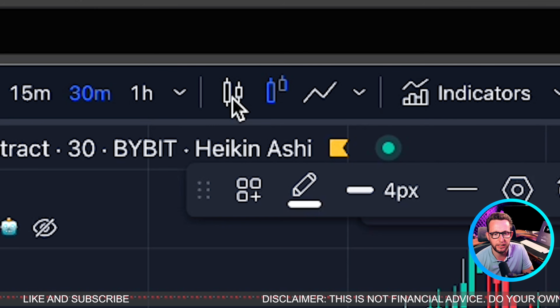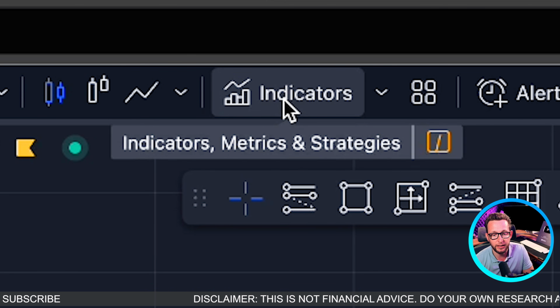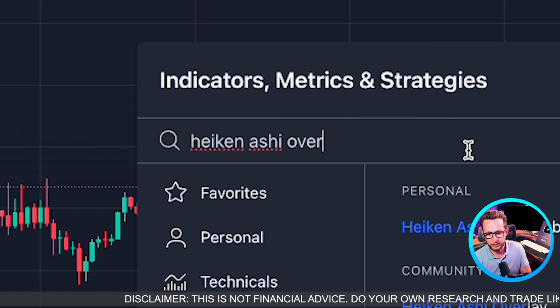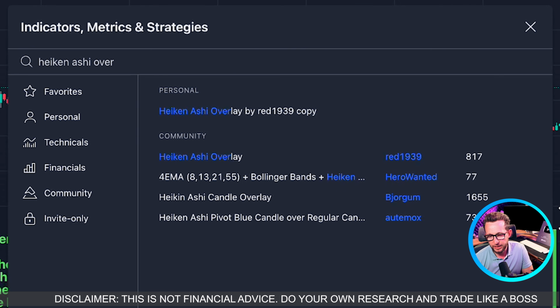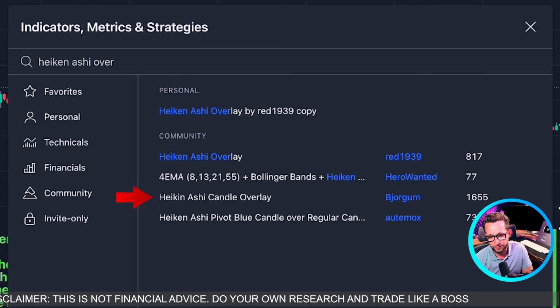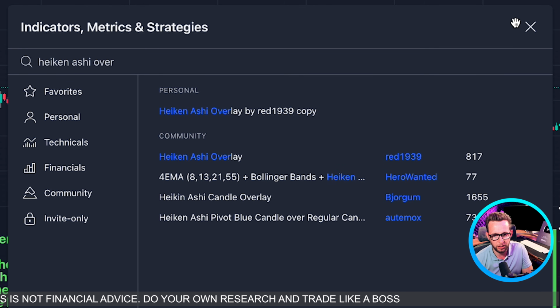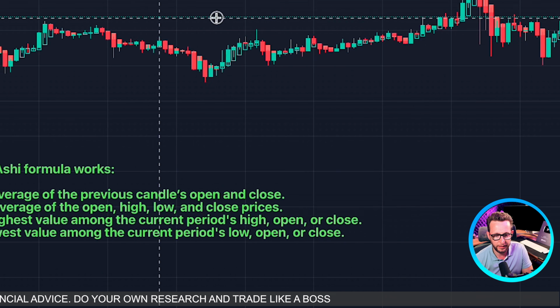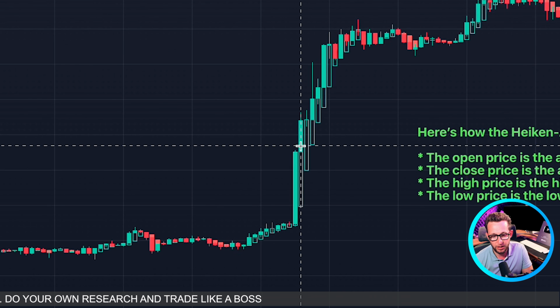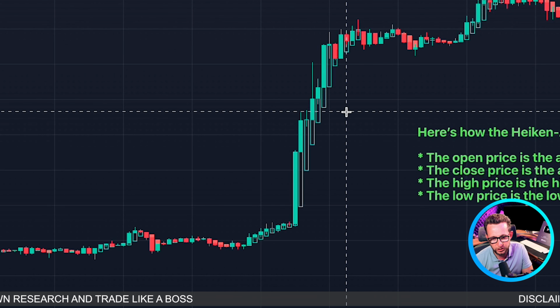So I'm going to go back to standard candles here. And we're going to look for indicators up the top here and look for Heikin Ashi candle overlay, which is this one here that has 1,655 downloads. Now we're going to add it to the charts and it's going to look something like this. Now as you can see here, we have actual overlays of the candles.